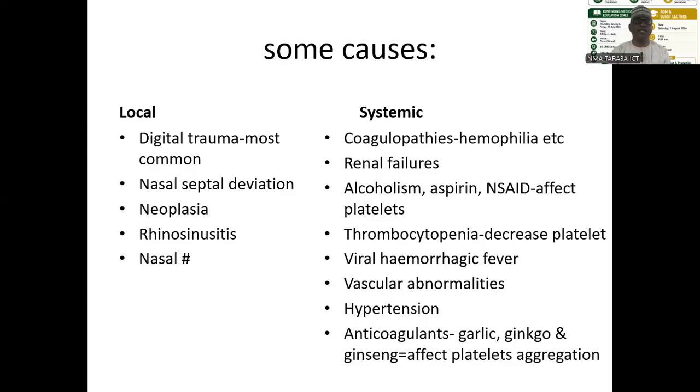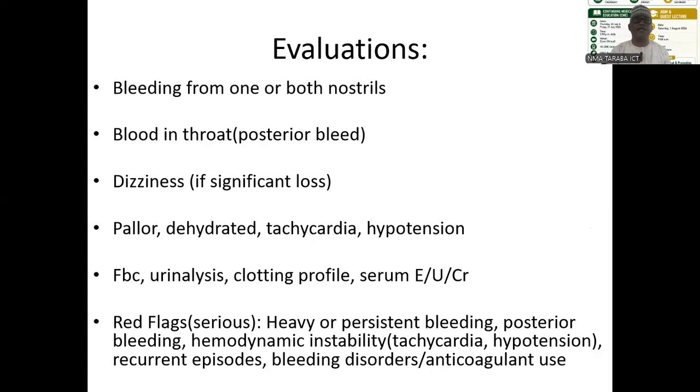Some causes, as I mentioned earlier: the local causes, the most common cause being nasal trauma or nose picking, nasal septal deviation, neoplasm, infection, and nasal fracture are common local causes, while the systemic causes include coagulopathy, hemophilia, renal and liver diseases, alcoholism, aspirin, and insect bites. All these affect platelet function. Thrombocytopenia, decreased platelets, viral hemorrhagic fever, vascular abnormalities, hypertension, and anticoagulants. Most of these anticoagulants are common things that we use for one reason or the other, but they affect platelet aggregation, and that predisposes patients to bleeding.